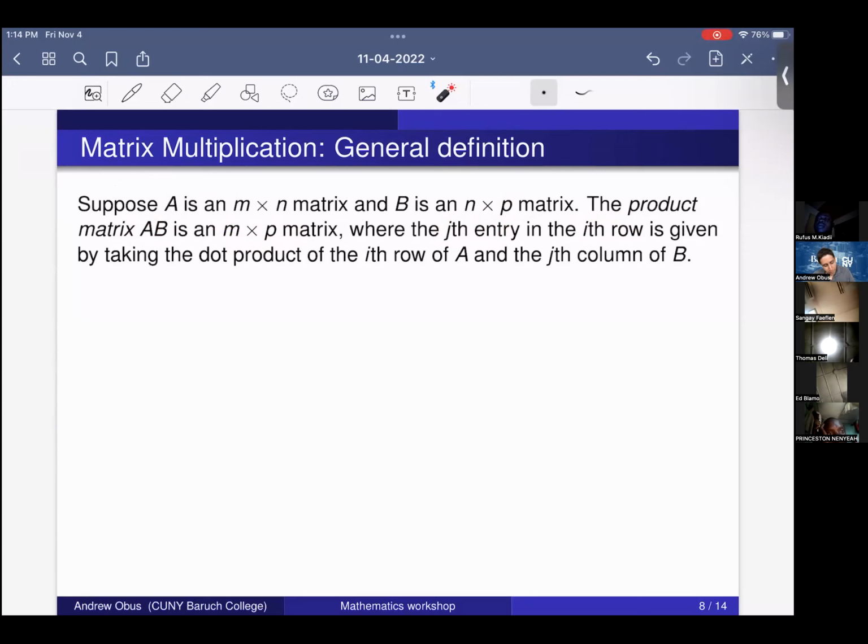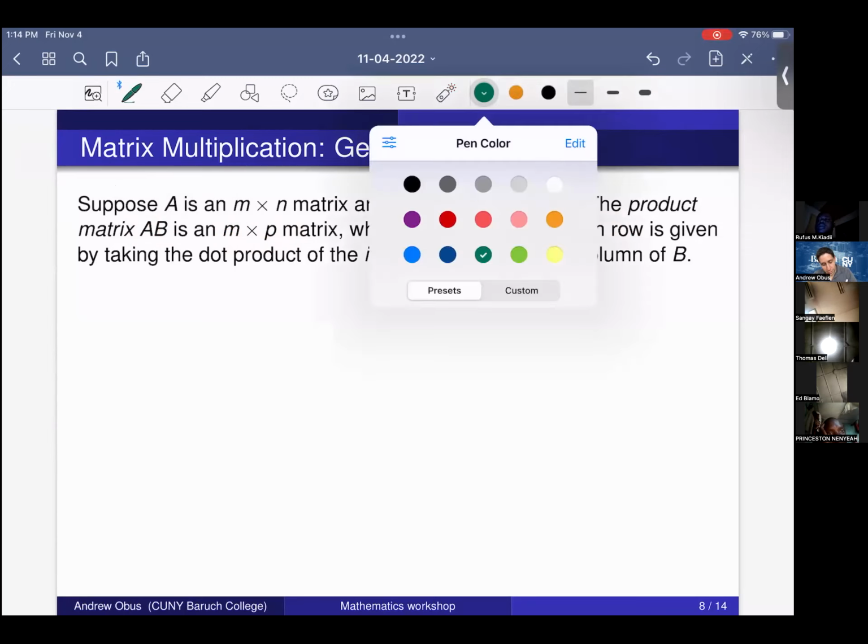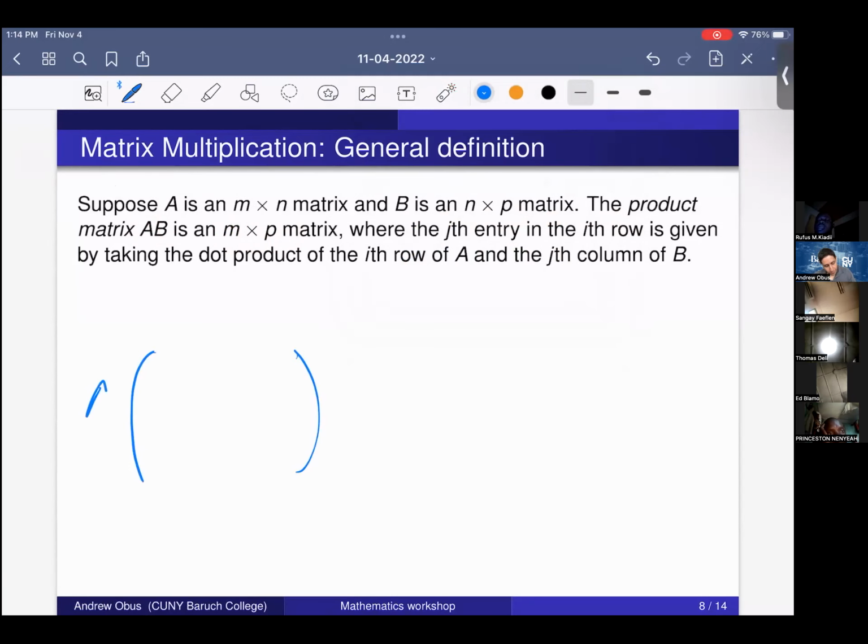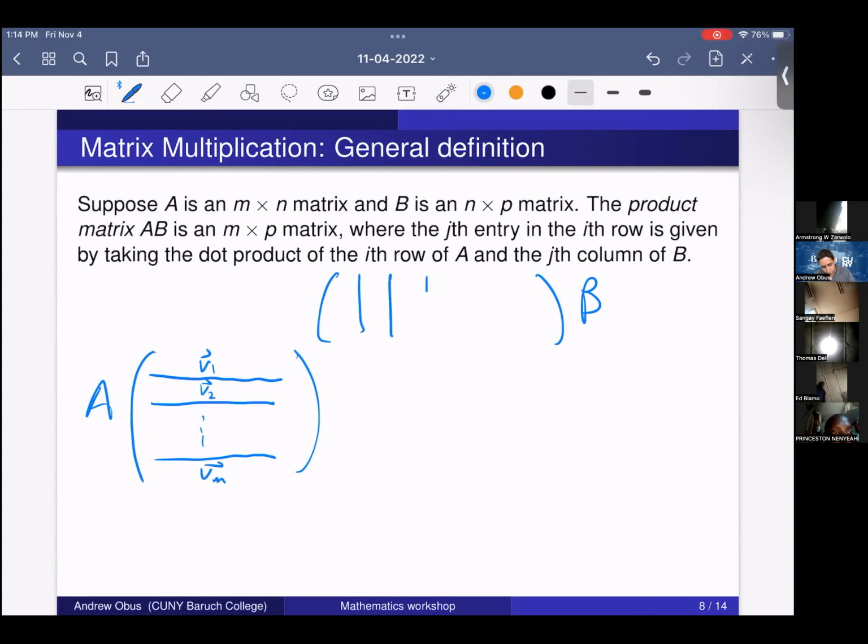So that's a mouthful, but let me just draw a picture of what this means, right? Let's say I have my matrix A, who knows what size it is, and then I have my matrix B over here. And so let's say that I write the rows of A as vectors. So I'm going to call this V1, V2, and all the way down to, well, A has M rows, so it's going to be VM. And now B is going to have P columns, so I'm going to write its columns as vectors. So you can think of the first column of B as being some vector, we'll call it W1, and then W2 and W3, all the way up to WP, right? Because B has P columns.